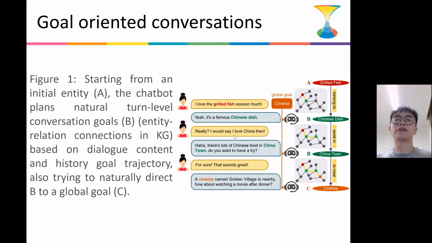Then, given the answer that she loves China, the chatbot will reason over the knowledge graph again and give a response containing the intended conversation topic.